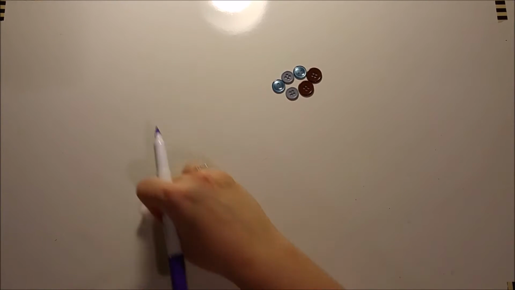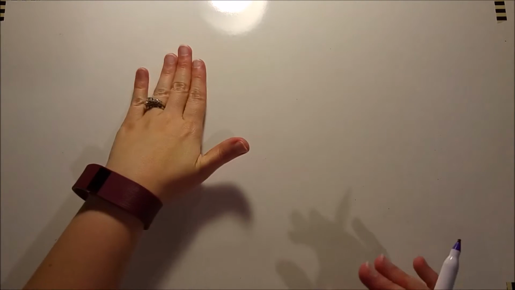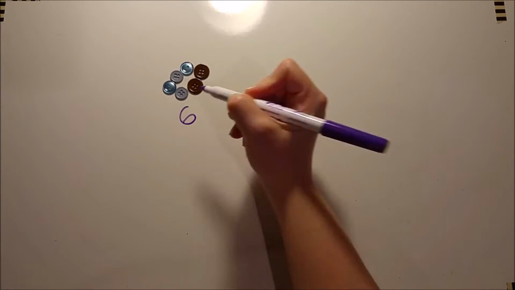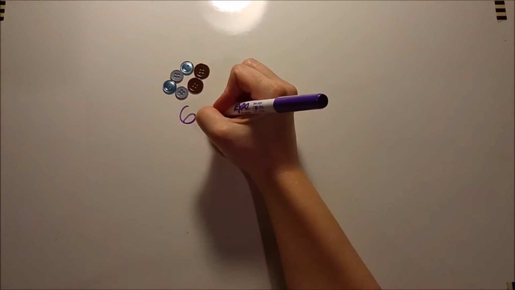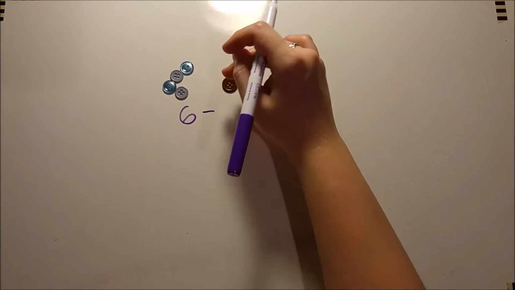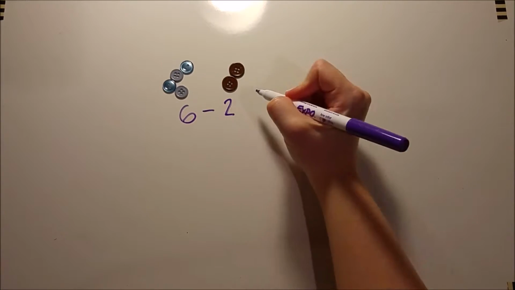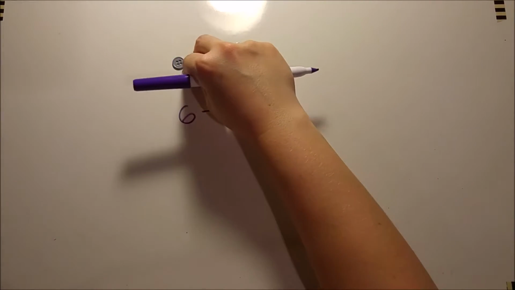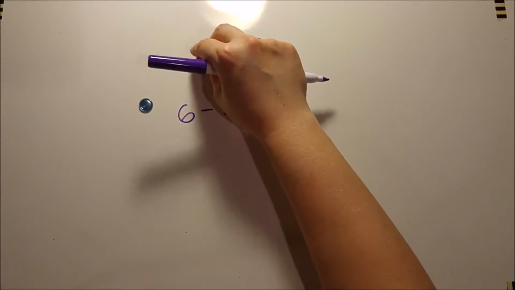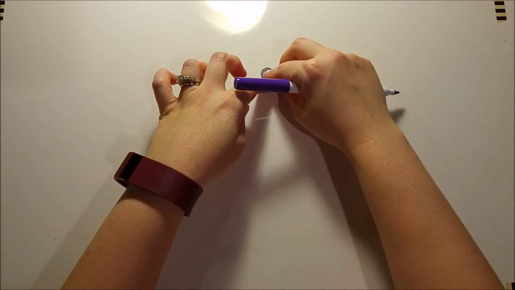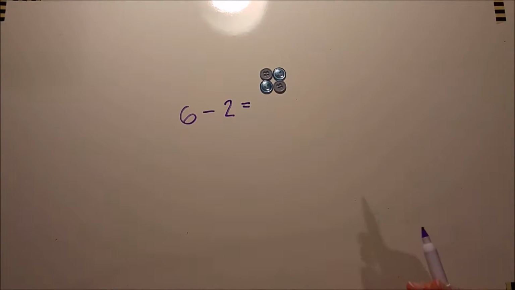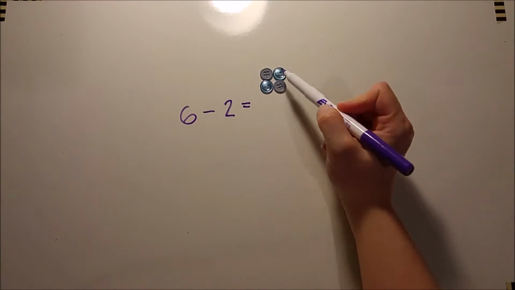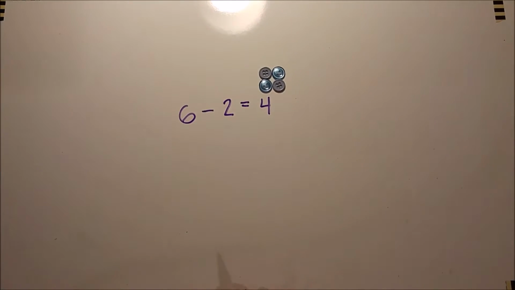Now, what about subtracting? Subtracting is taking things away or taking groups apart. So we have our group of 6 buttons. Let's take away those 2 brown ones. I'll take them away and move them off screen. Now, what do we have left? Our remainder, our difference there is 4. We have 4 blue buttons left.